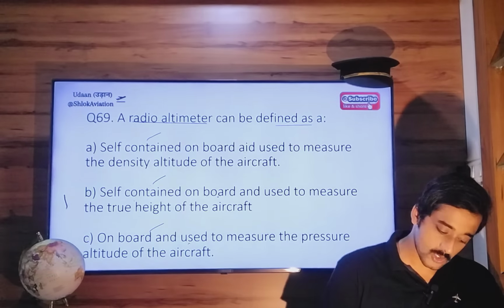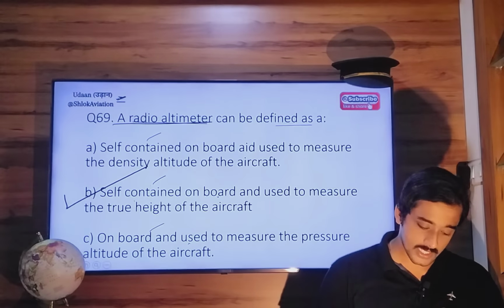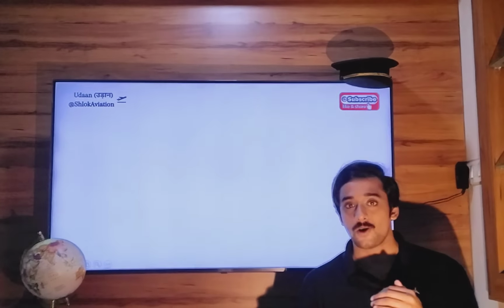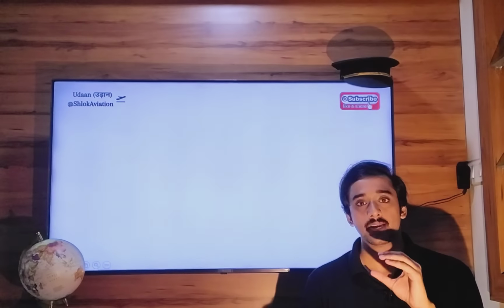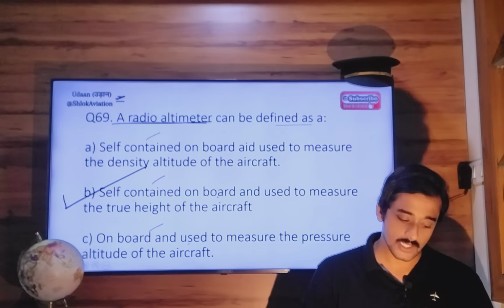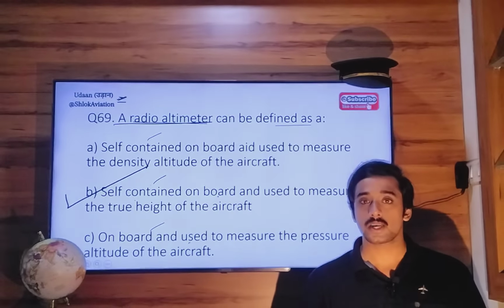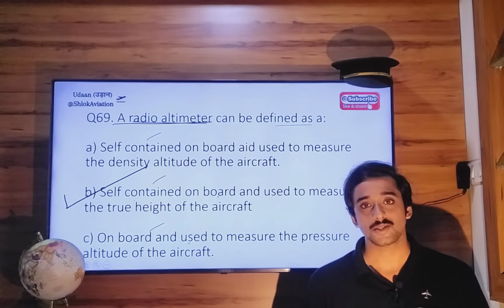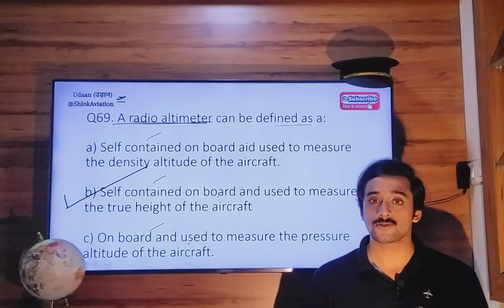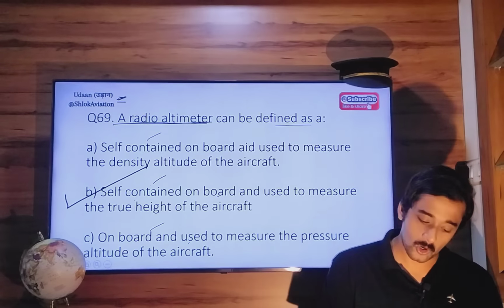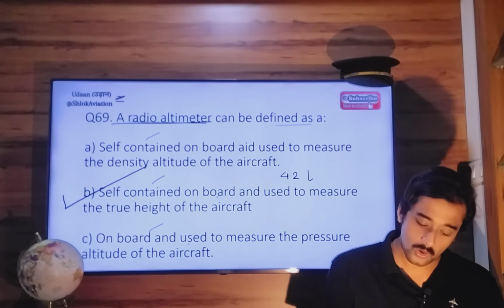So the correct answer is option Bravo. A radio altimeter is that instrument which gives you the height of aircraft above the ground. Correction, height of aircraft above the ground. So that is what a radio altimeter does. It works on the principle of continuous wave transmission. The transmissions are frequency modulated. A radio altimeter works in the super high frequency band between 4.2 gigahertz and 4.4 gigahertz.